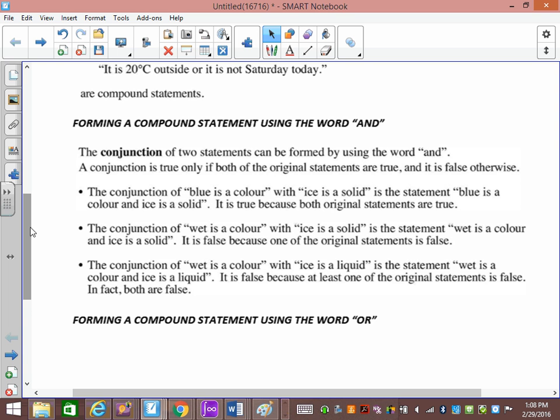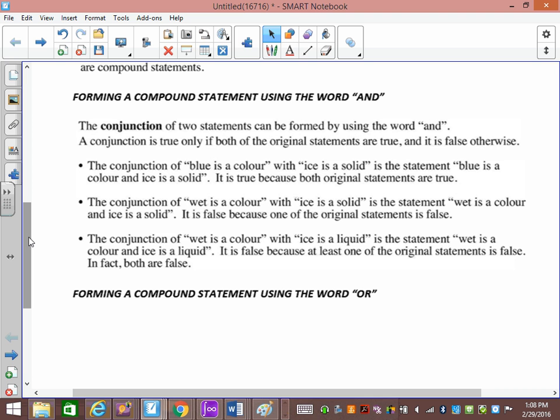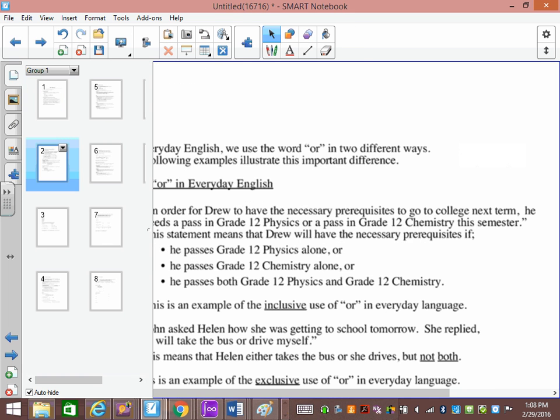So forming a compound statement using the word and. The conjunction of two statements can be formed by using the word and. A conjunction is true only if both of the original statements are true, it's false otherwise. Basically, with and, it has to be in one and the other. Or it can be in this one or this one. You need to understand the difference between the ands and the ors. So flip over and we'll look at that in a little more detail.